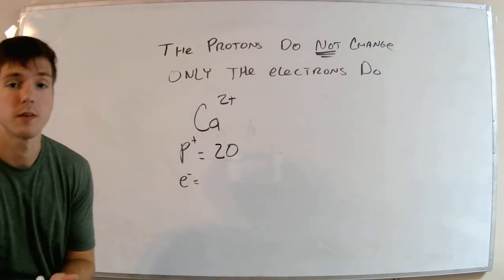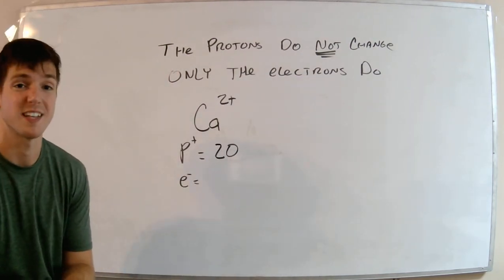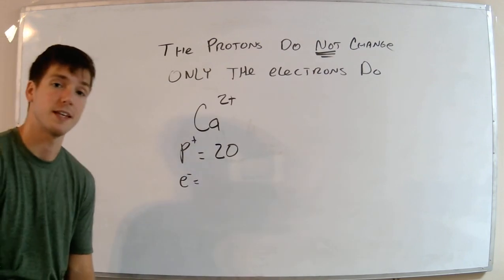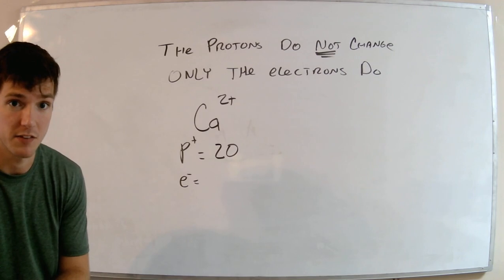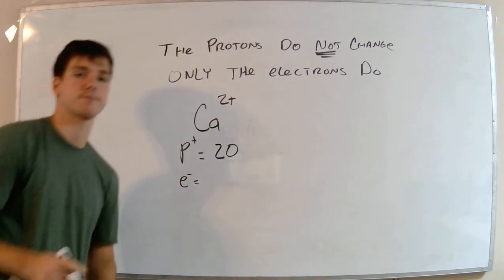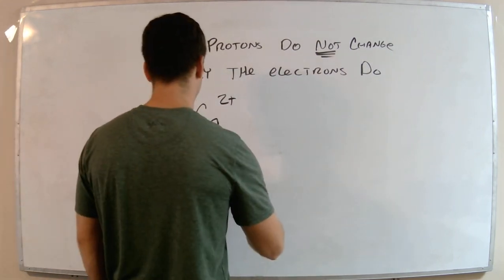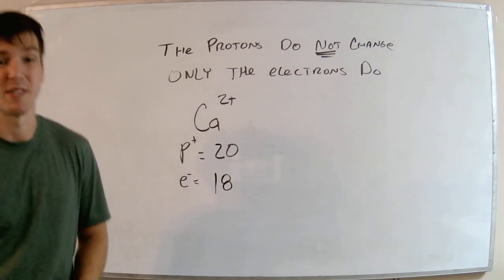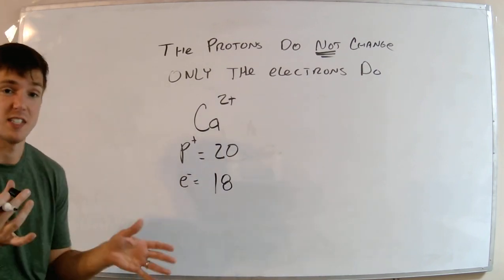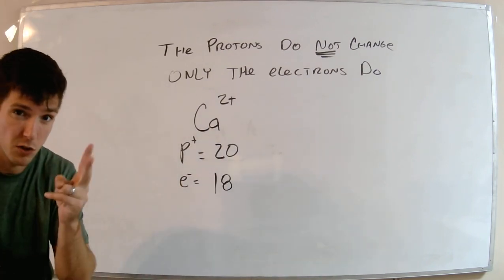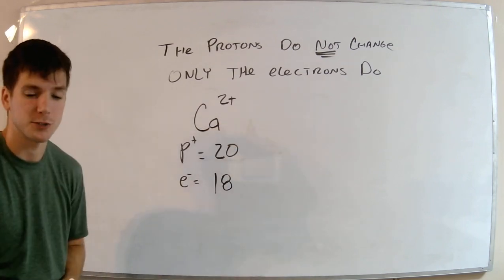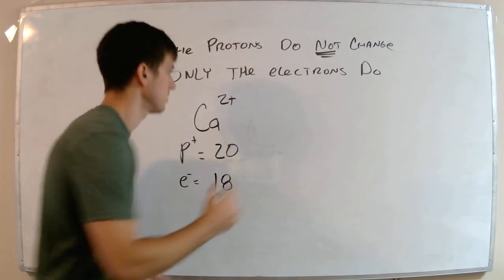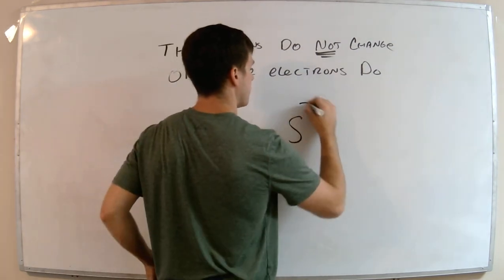Here, I have a 2+ charge, which means I have 2 more protons than electrons. So how many electrons would I need in order to give it a 2+ charge? 18. That means 18 electrons took out 18 protons, leaving me with 2 protons left to give it that 2+ charge. Let's try one that has a negative charge.